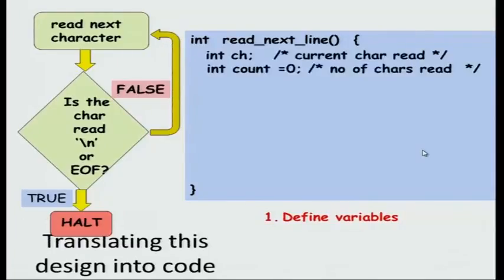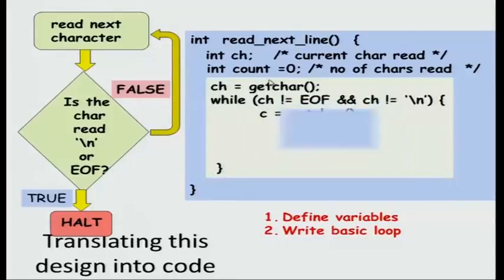So, we have to define a few variables. We will have int ch for reading a character. We will come to that in a minute. Then we will keep a count of how many characters have been read, and let us write the basic loop corresponding to the flow chart. Ch will be getchar, so get the next character, and while the read character is neither end of file nor new line, you should keep reading characters. If neither of these is true, then you should read the next character, which is what the flow chart says.